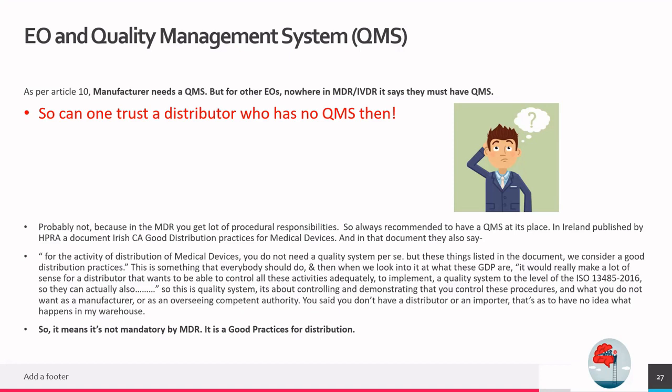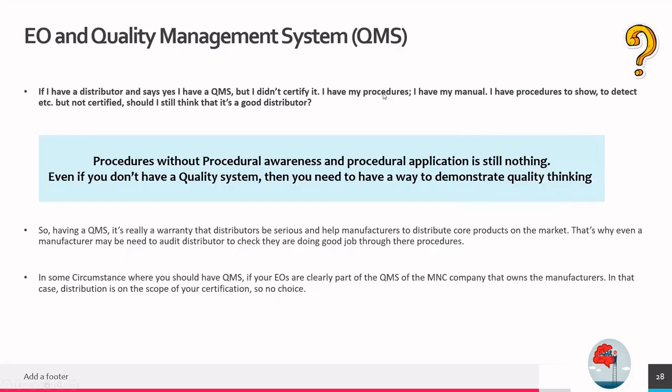Locally it varies. So here is one question. If a client, who is a manufacturer, says: I have a distributor, and he says, I have a QMS, but I didn't certify it. I have my manual, I have procedures to show, to detect, etc., but they're not certified. Should I still think of him as a good distributor? The manufacturer is asking you. So what is the answer?